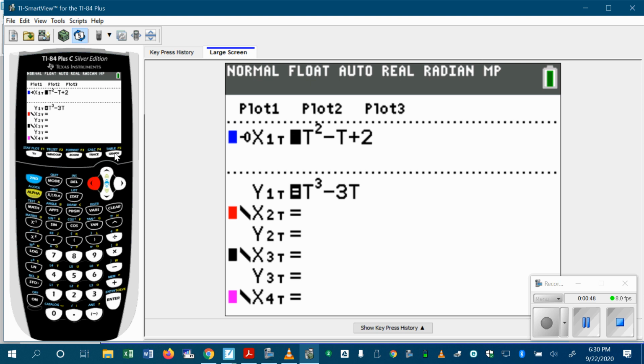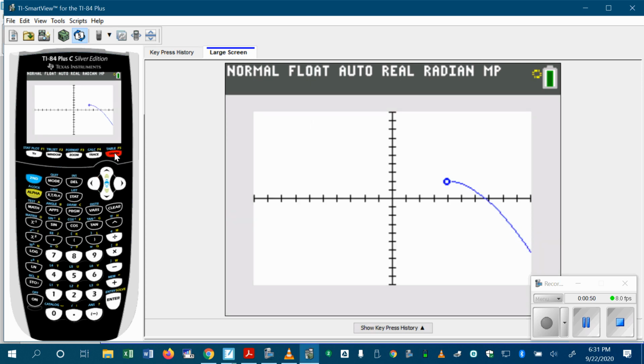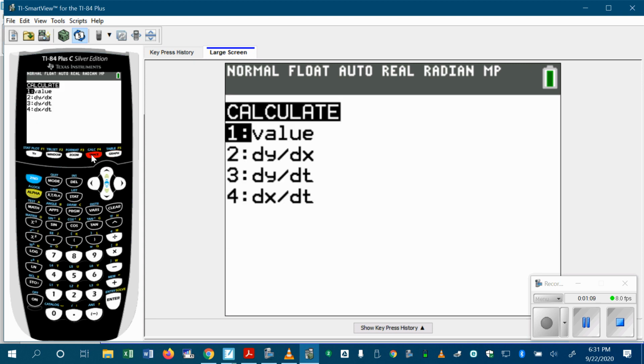I'm going to look at my graph. And since the question included negative values of t, I made sure to include that in my window. I didn't start at t equals 0, right? Since t equals -1 is a part of this question, I wanted to make sure my window settings included that. Now, to find all the things that were requested in the question, I'm going to use actually all of the things in this calculate menu.